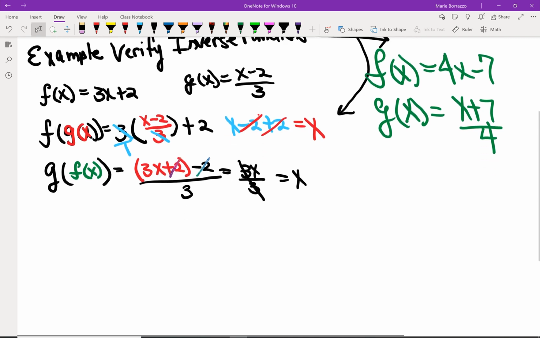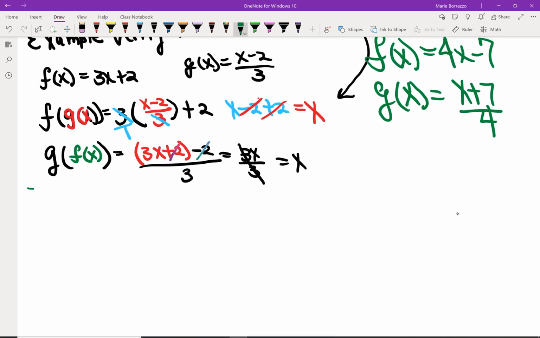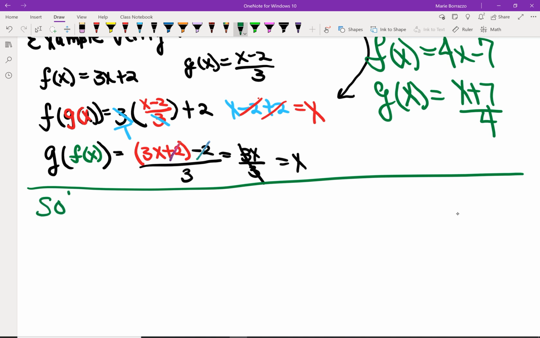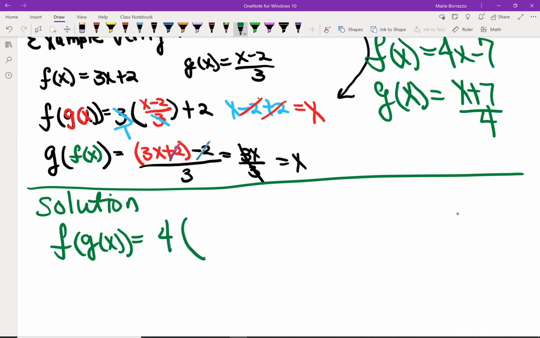Okay, so how do we solve this? Let's go ahead and solve this example. So this is the solution. We're going to begin with f of g of x, which in our case is 4. Notice that I open the parentheses, minus 7.